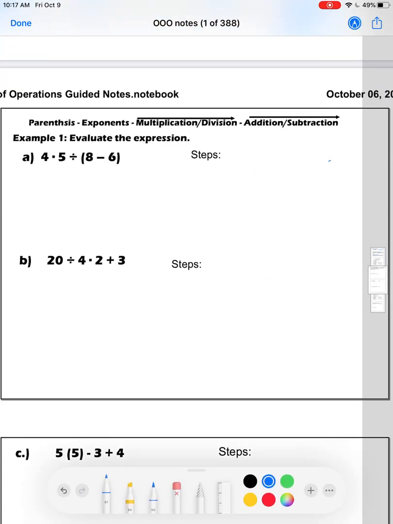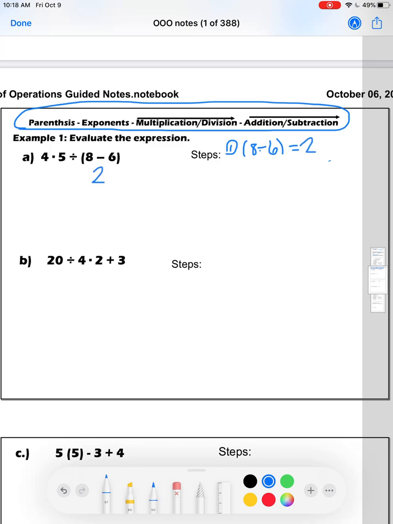Okay, so I put your order of operations up here at the top. And let's go through some examples. So we have 4 times 5 divided by (8 minus 6). So step number 1, we need to do what is in parentheses. So we're going to do 8 minus 6 first, and it is going to be 2. Bring down what you didn't use.